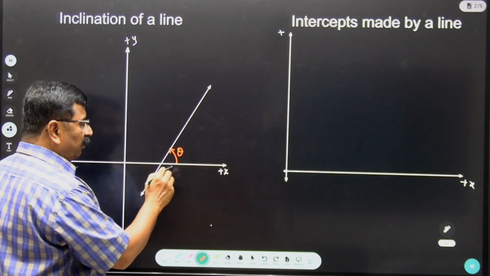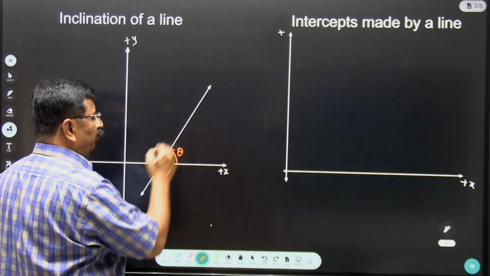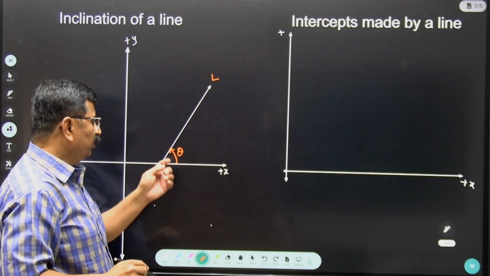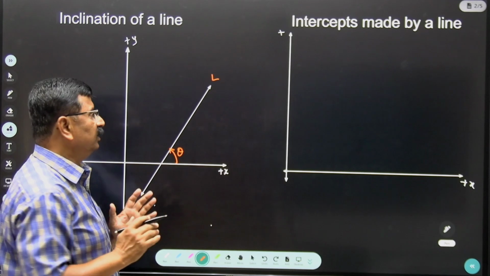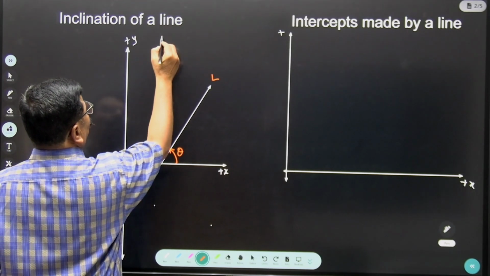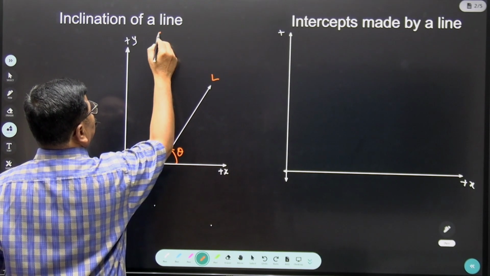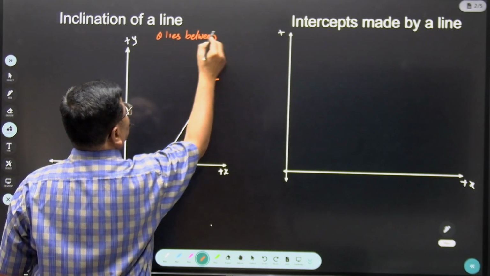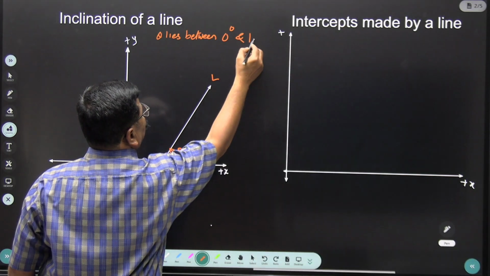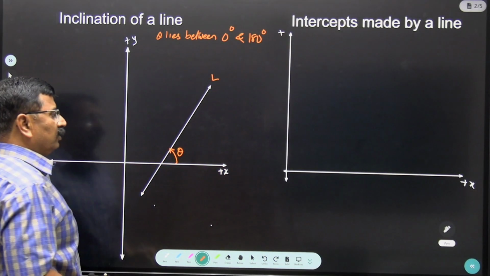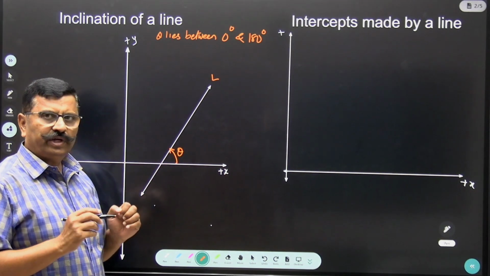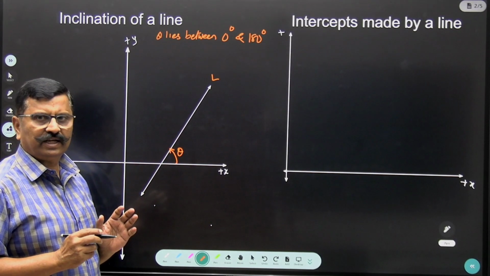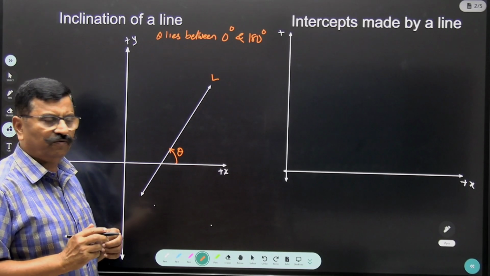Okay, so always remember that this angle which has been made by this line L to the positive x-axis must be measured in anti-clockwise sense, and this angle theta always lies between 0 degree and 180 degrees. So this angle which is made by the line to the positive x-axis is the inclination of a line.